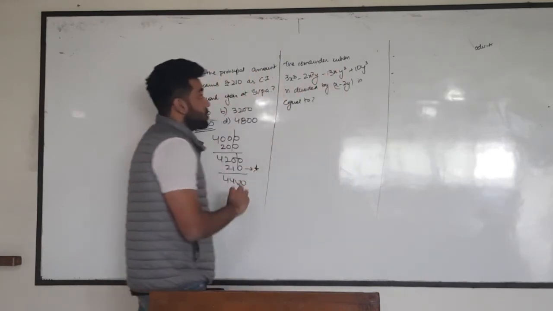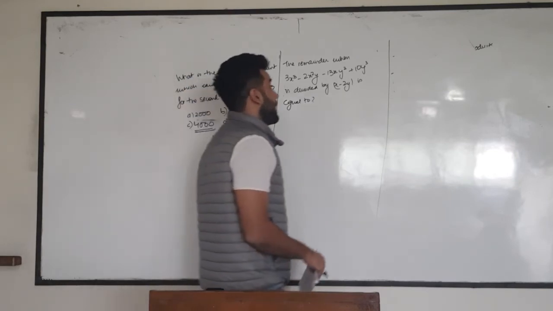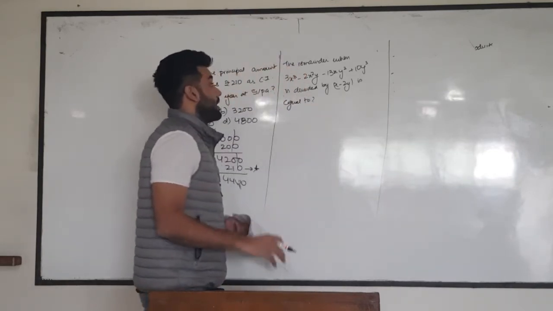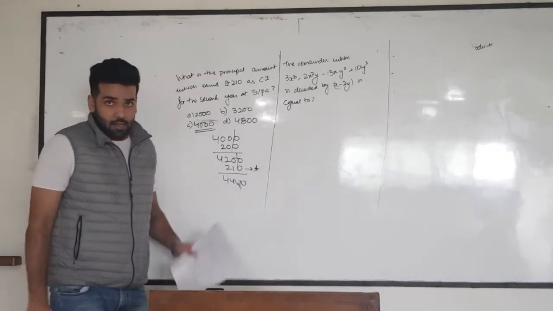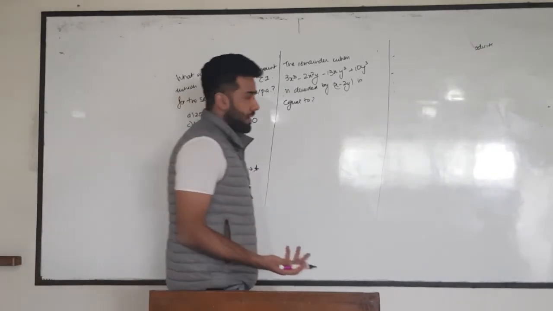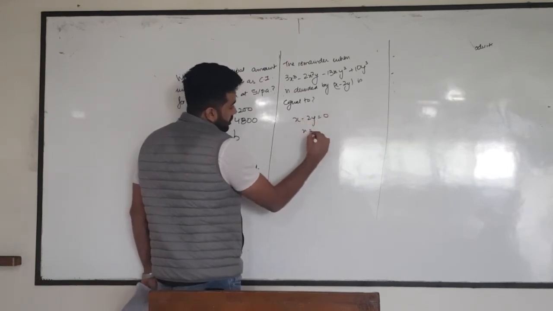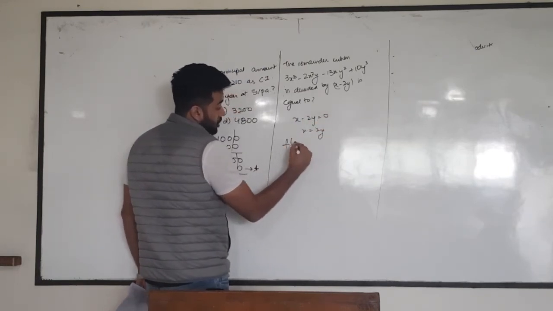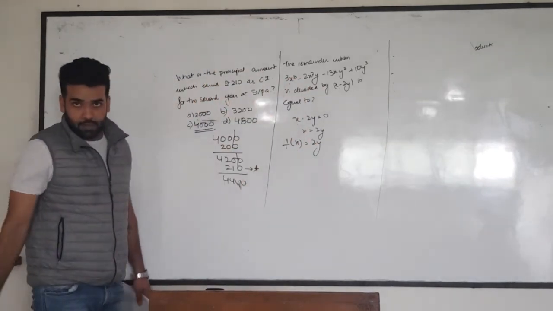Now we come to the next question. The remainder when 3x cubed minus 2x squared y minus 13xy squared plus 10y cubed is divided by x minus 2y is. It's a question of the remainder theorem or factor theorem. x minus 2y is equal to 0, so x comes out to be 2y. What we do is we put x equal to 2y in this equation.